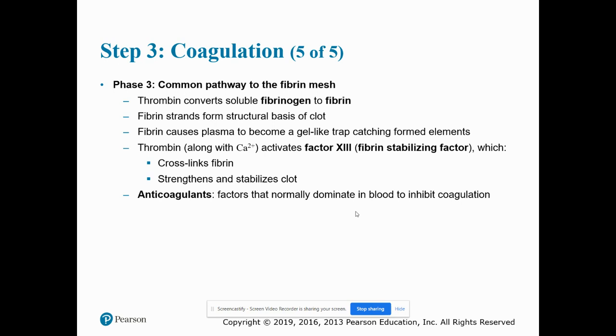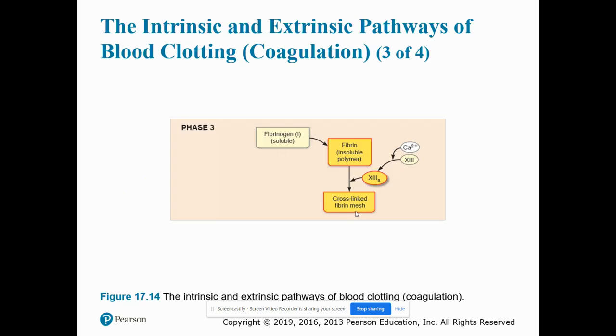And then here we just mention anticoagulants because under normal circumstances, which these would not be normal circumstances, but under normal circumstances, we would have anticoagulants dominating in the blood, and anticoagulants are going to inhibit coagulation because under normal circumstances, we do not want to form blood clots. Yeah, and this is just showing we're going from fibrinogen to fibrin and then cross-linked fibrin mesh.